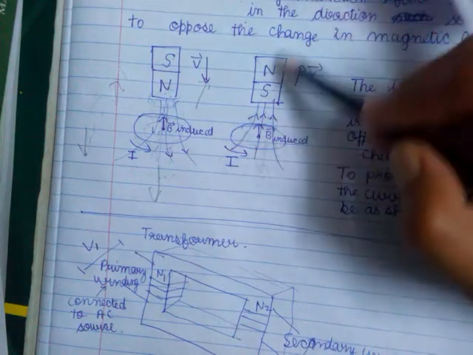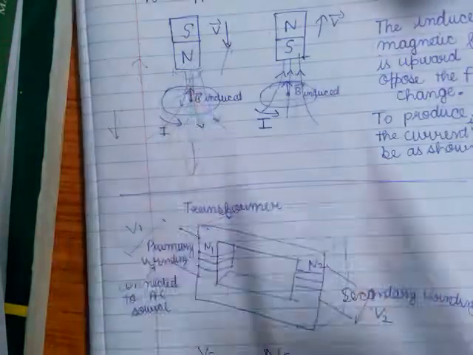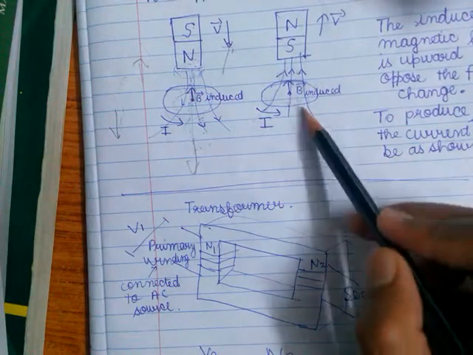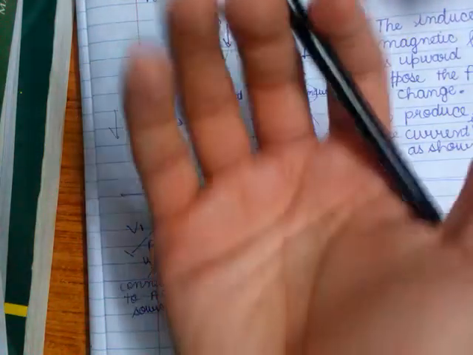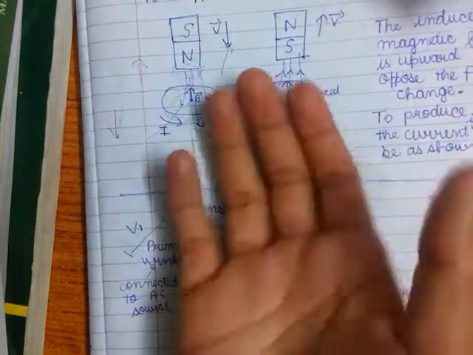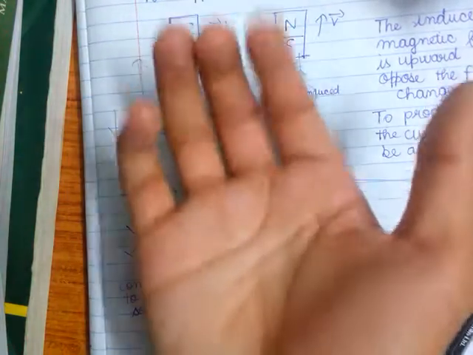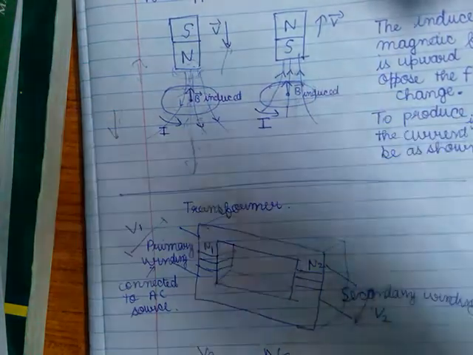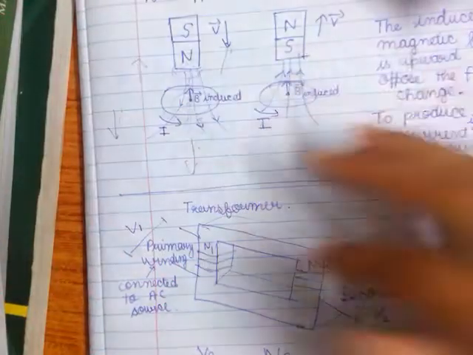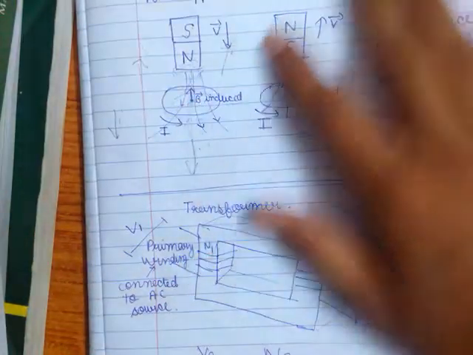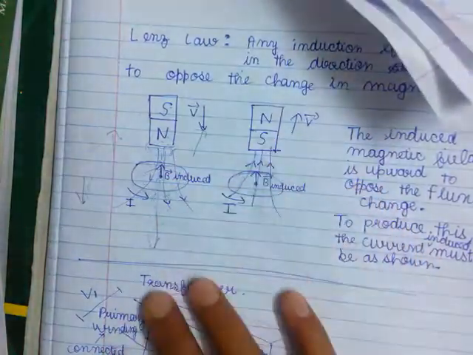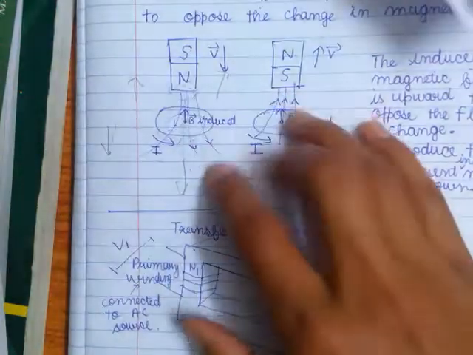or increase upward flux. So again, to decrease downward flux or to increase upward flux, the field should go like this to increase upward flux, therefore the current goes in this direction like this. So that is how you can use Lenz's law to find the direction of induced current.